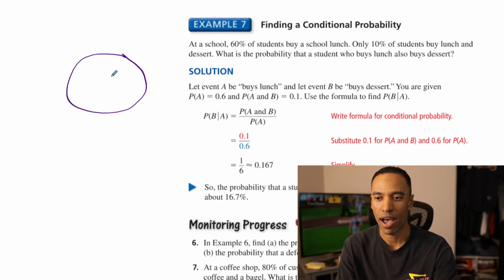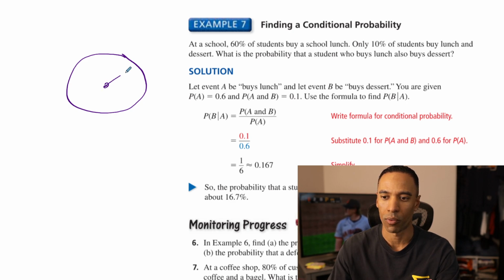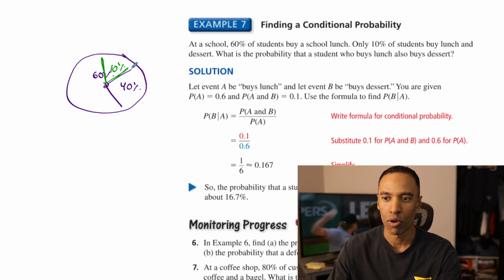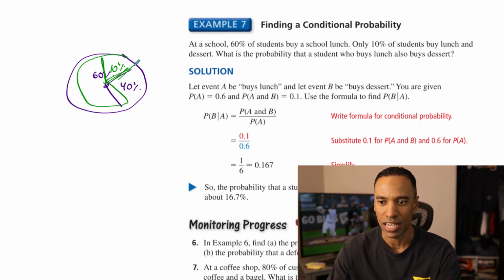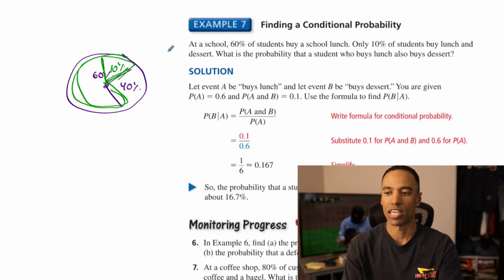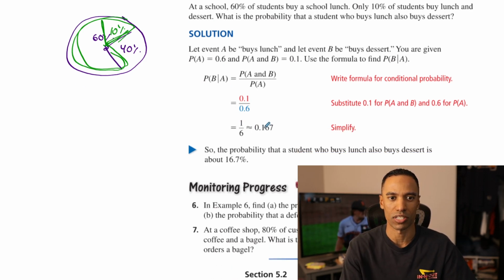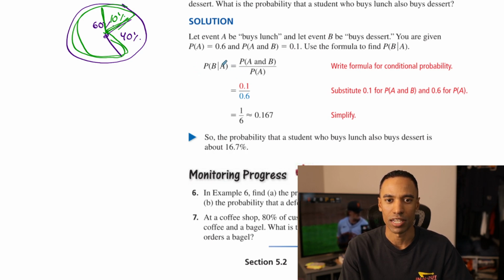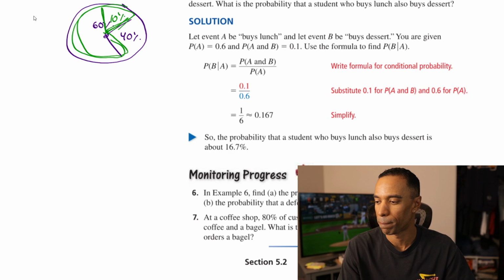See, there's a pie chart here where we have 60% of students that buy lunch and 40% of students who don't buy lunch. Within the 60% who buy lunch, there's a 10% of the overall that buy both, but 10% out of the 60 is what we're looking at. And 10% out of 60 is 1/6, or about 16.7%. So that's what we're looking at for conditional probabilities in that sense, and we'll make sure to practice those.